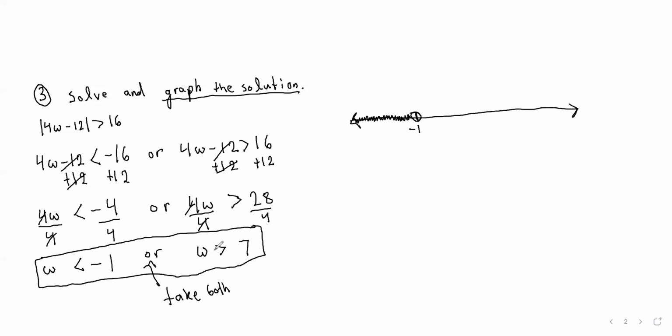Now we want to look at W greater than 7. So 7, it's going to be a little bit to the right of minus 1. So for example, right here. Because it's strictly greater than, no equals, we put a circle here. And because it's greater, we shade to the right. So greater means shade to the right. And so what we have as a result is a graph with a circle at 7 and minus 1, shading to the left of minus 1 and to the right of 7. So we have our solution here, and we have our graph here.